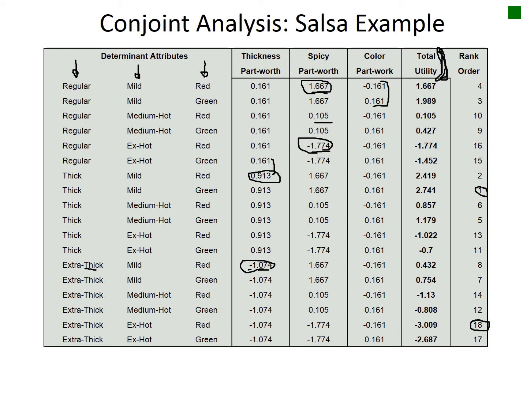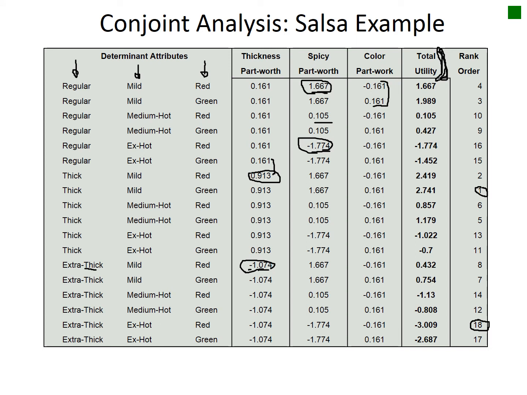Okay, so part worths are super important in this conjoint analysis concept. There's a couple things to note too. These part worths are comparable. So I see a 0.161 here and I see a 0.161 on color. These are like trade-offs. So having a regular thickness and having a red salsa would cancel each other out.